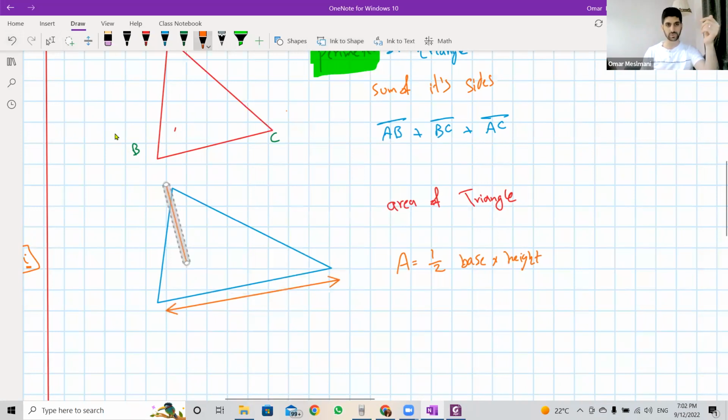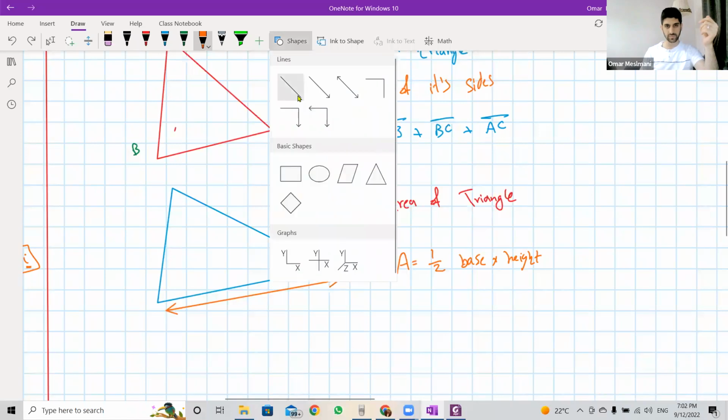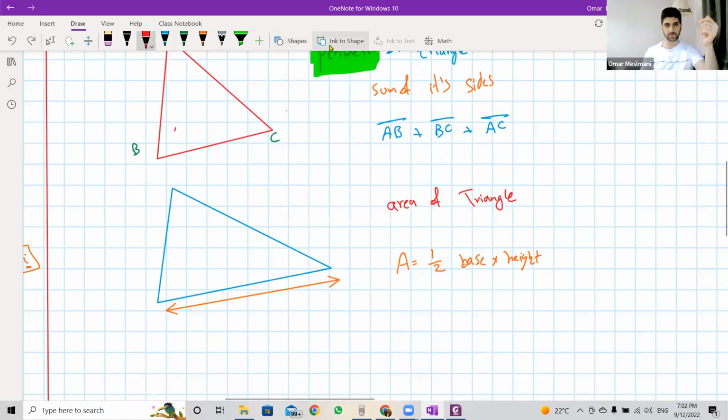The height is going to be something like this. This is your height. So basically, that's your base, and that's your height. The height makes a 90 degree angle with your base. Once you have a height and a base, the area is equal to 1/2 times base times height. This is the area of a normal triangle, not a special triangle like a right angle triangle.